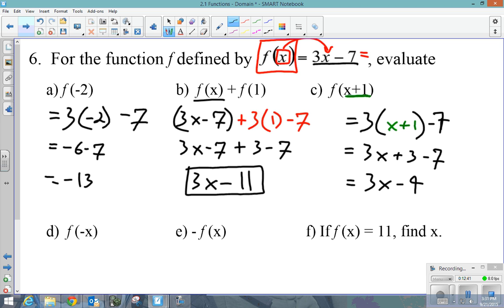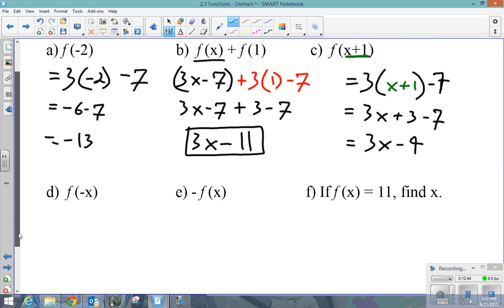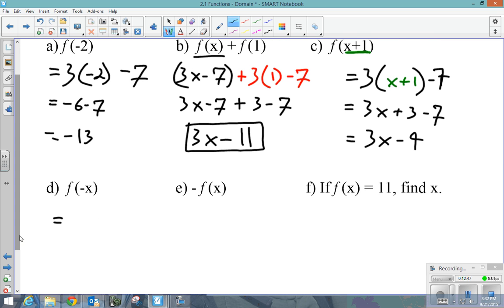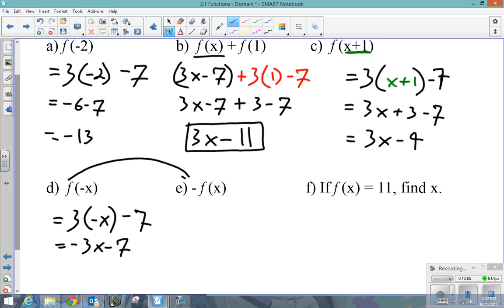Okay. Well, if x is negative, I can do this is equal to 3 times negative x minus 7. And what I get is negative 3x minus 7. So notice it's still a function. It still needs an input of an x. Okay. Notice the differences here. So the negatives on the outside, I can just substitute in. Negative f of x is equal to negative the quantity 3x minus 7, and I distribute the negative through. And that's the answer there.